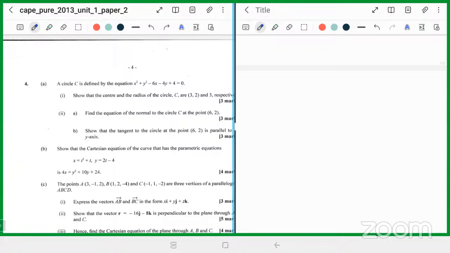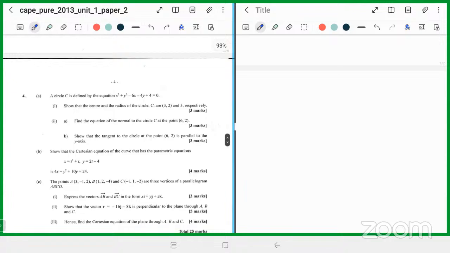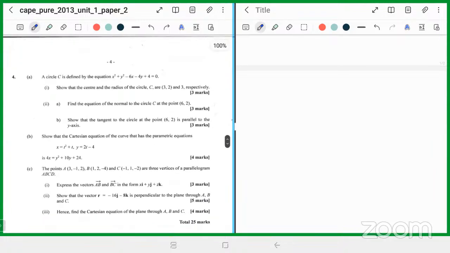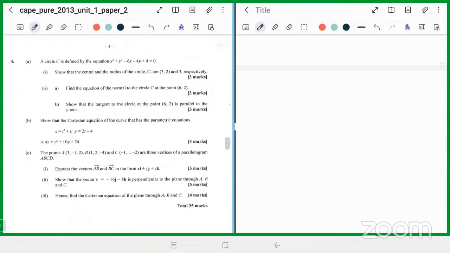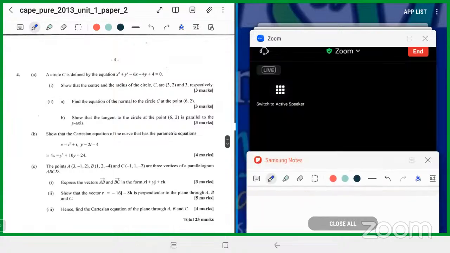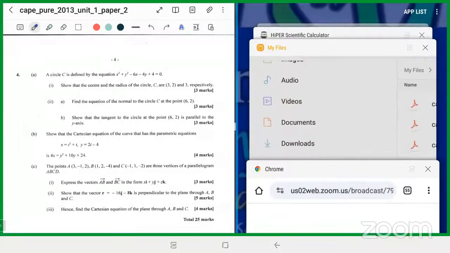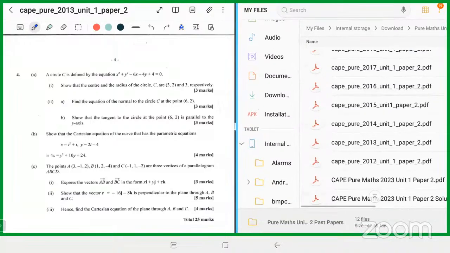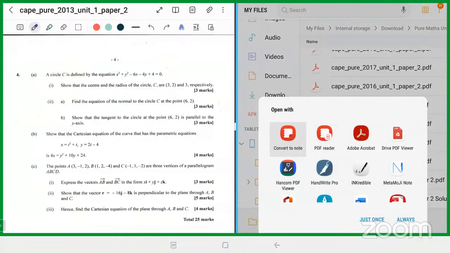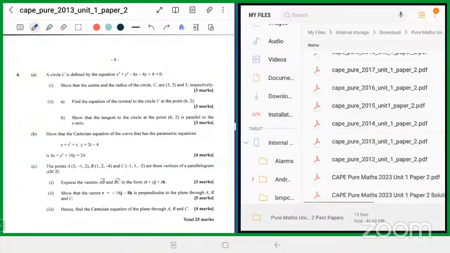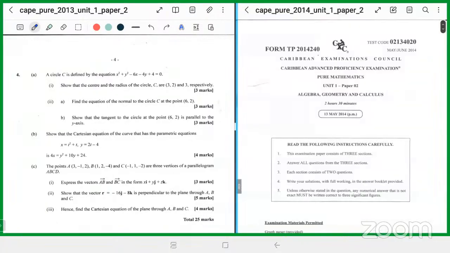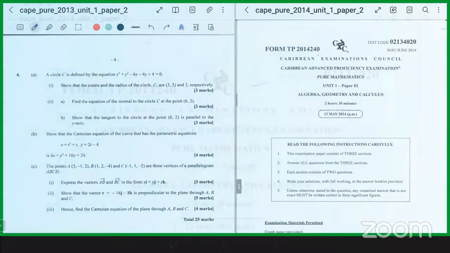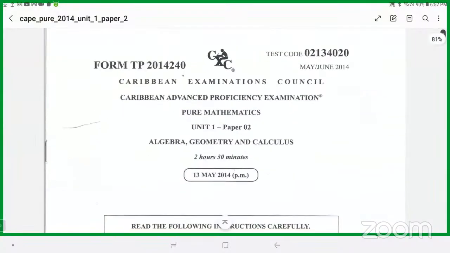All right. So tell me which other paper has the induction on it. Has anybody? 2014. Anybody in the 2014? Yes, sir. 2014. All right. Let me check that. 2014. Okay. What number?